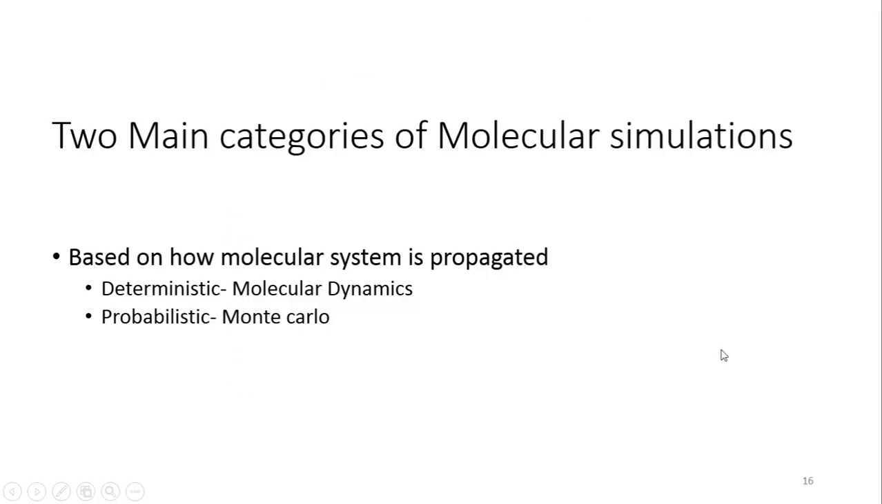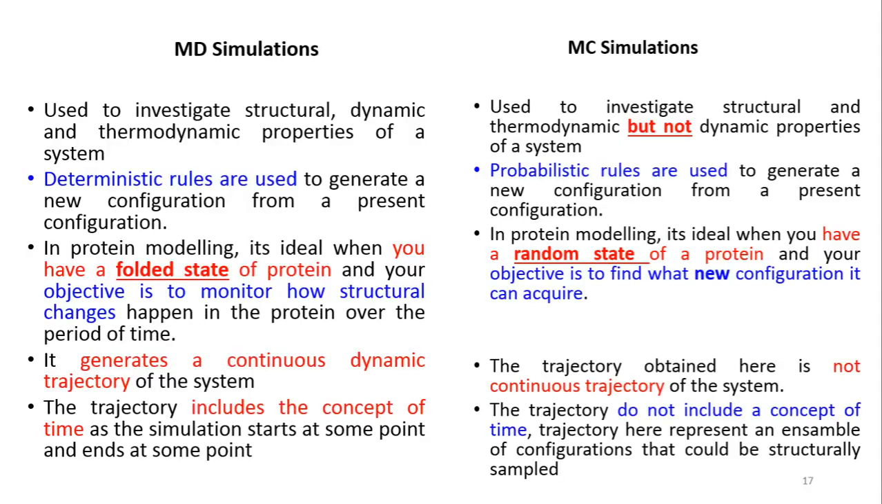Let us move on. There are two main categories of molecular simulations, and you can categorize them based on how the molecular system is propagated in time. If you propagate your system deterministically, we say that you are performing molecular dynamics simulation. And if you use a probabilistic way to propagate your system, we say that you are performing Monte Carlo simulation. Well, let's try to differentiate between these two categories of molecular simulation.